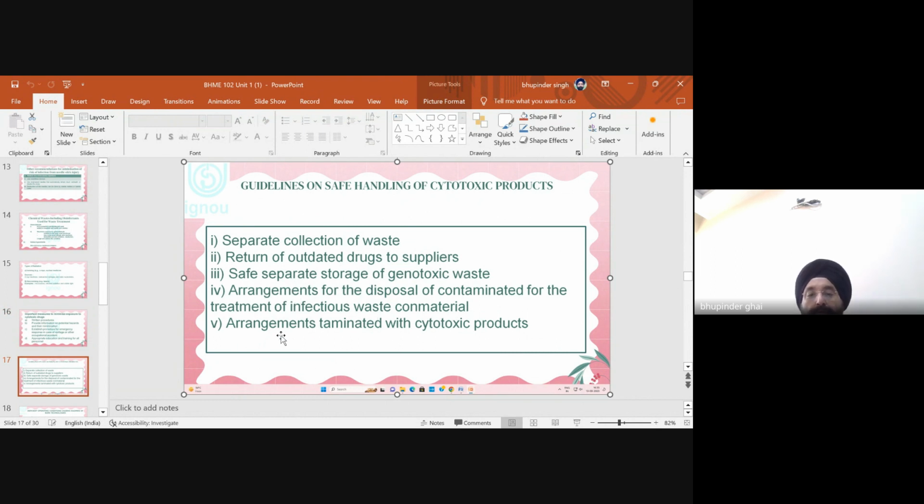Arrangement for the control and disposal of cytotoxic products.